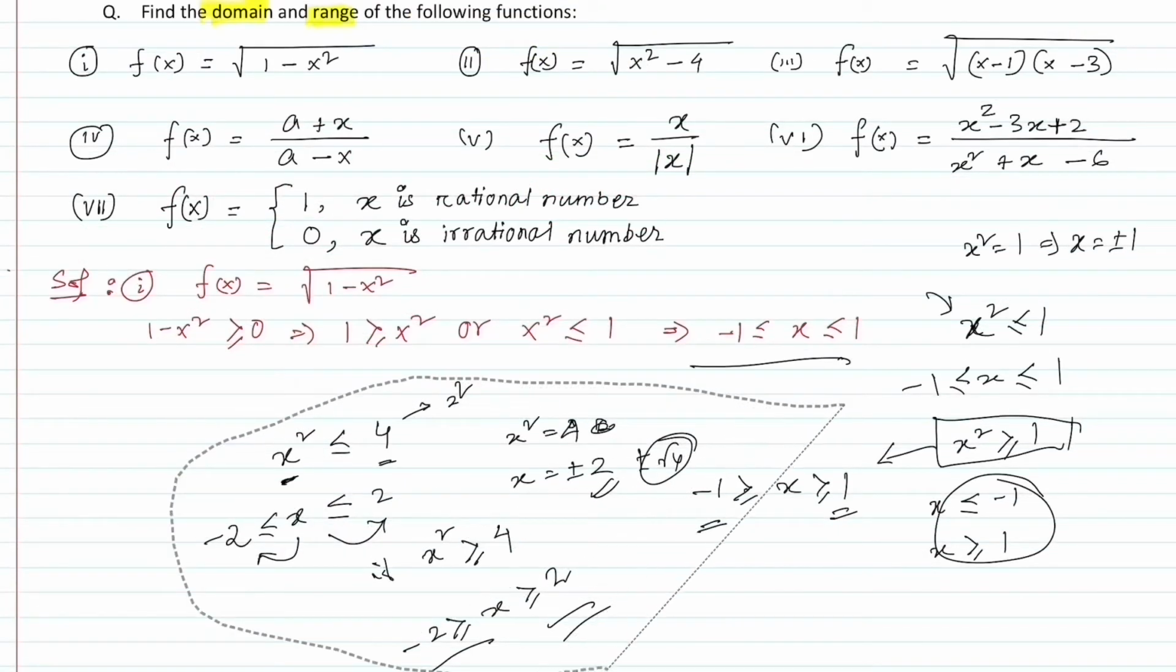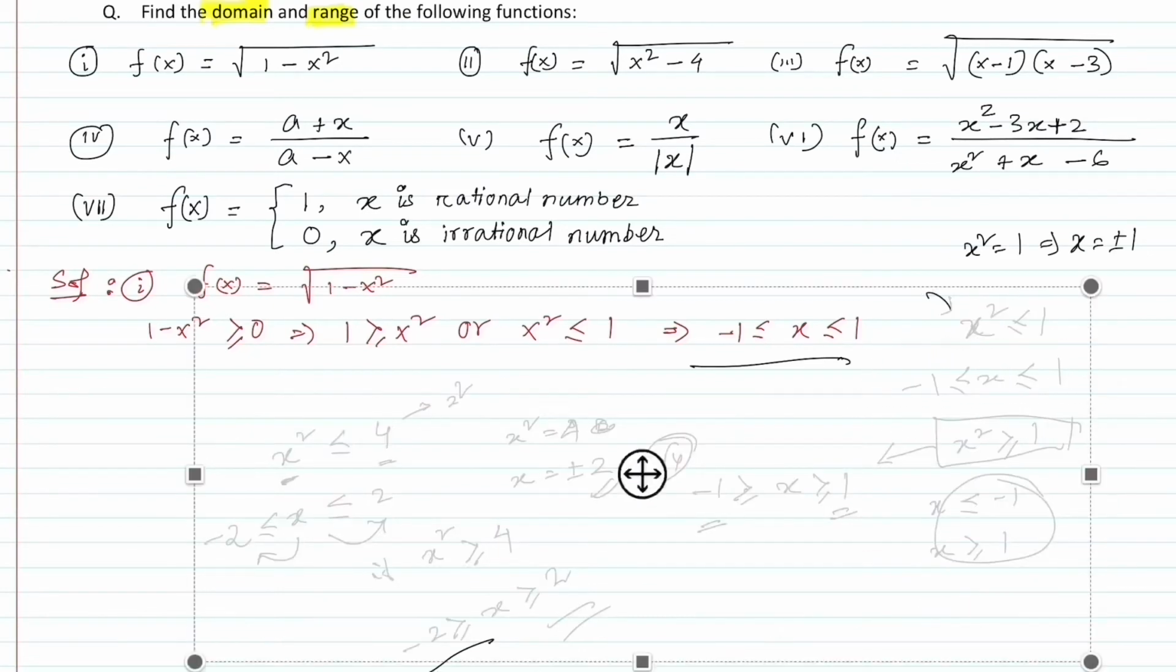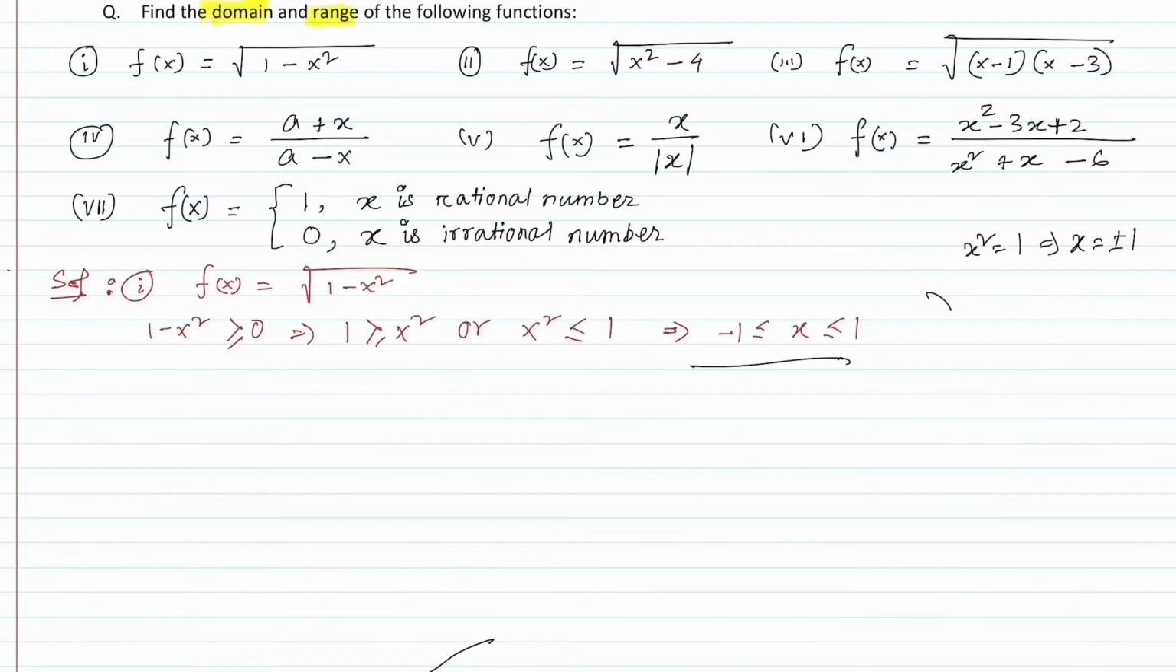Now let's come to the question again. I have cleaned the board. Now here you see, from this interval we can clearly say that the domain of this function, D f, means the domain of the function f, must be the closed interval minus 1 comma plus 1. Because minus 1 and plus 1 are included here, this is the domain of this function. So hope you have understood.